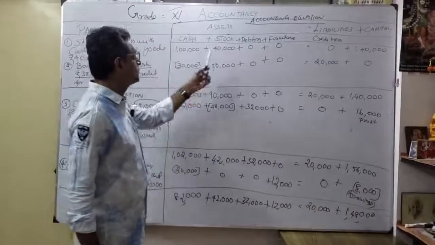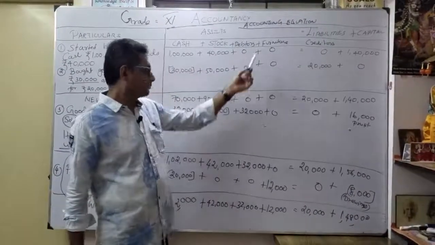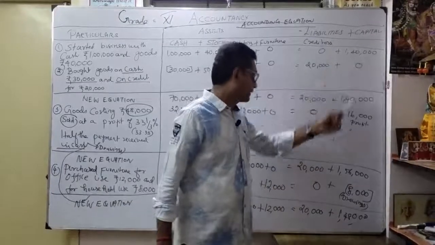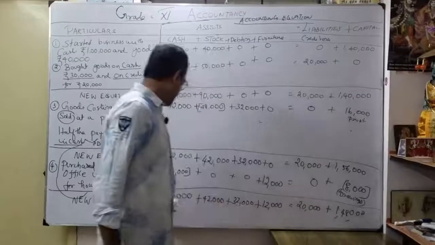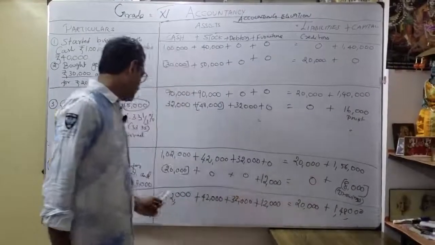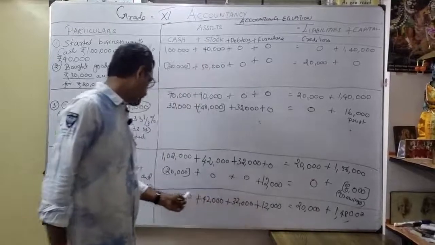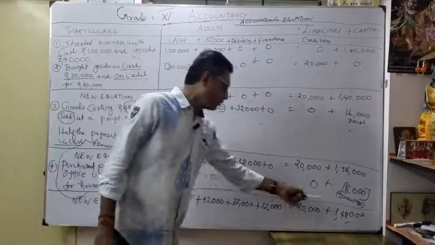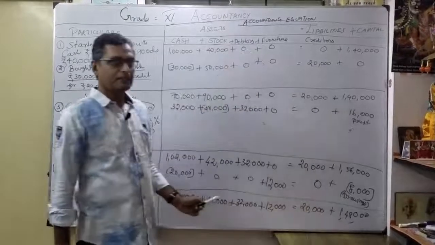That's what our equation: cash 82, stock becomes 42,000, debtors 32,000, furniture 12,000, creditors 20,000, capital 1,48,000. Then equalize: 168. We add all here also. That is how much? 168. 2 plus 2, 4, 6, 8. So 3 plus 4, 8. Okay. So 1,68,000. We add both sides. Get how much? Here also 168,000. Here also 1,68,000.